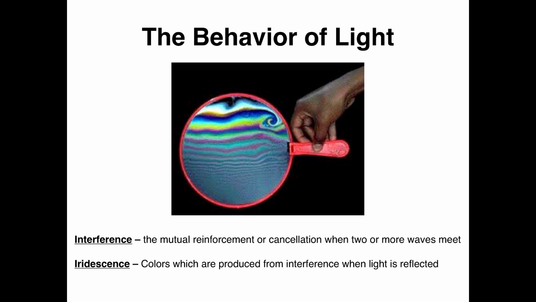Iridescence is a term that means colors which are produced from interference when light is reflected. So iridescence is a type of color produced that's caused by the interference.